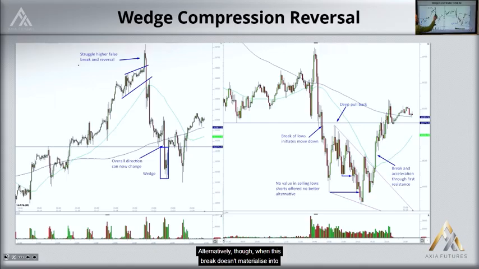Alternatively though, when this break doesn't materialize into anything, you know that the move's onto the downside now, because buyers who have now started to come in are going to see it back inside the wedge and are now going to continue to exit.